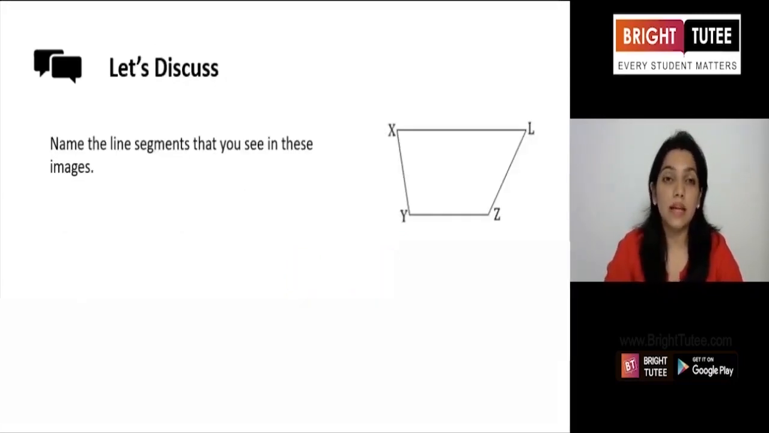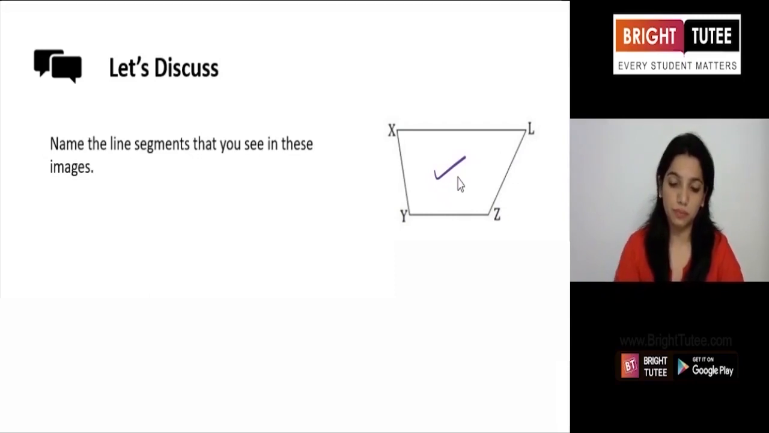Here, let us discuss line segments with the help of examples. I'm sure then the concept of line segment will be more clear to you. In the first question, it says, name the line segments that you see in these images. So, what kind of images are we seeing in front of us? In the first one, we see a trapezium, right? Here the trapezium is named as XYZL. So let us try to write the name of all the line segments that we see in this image.